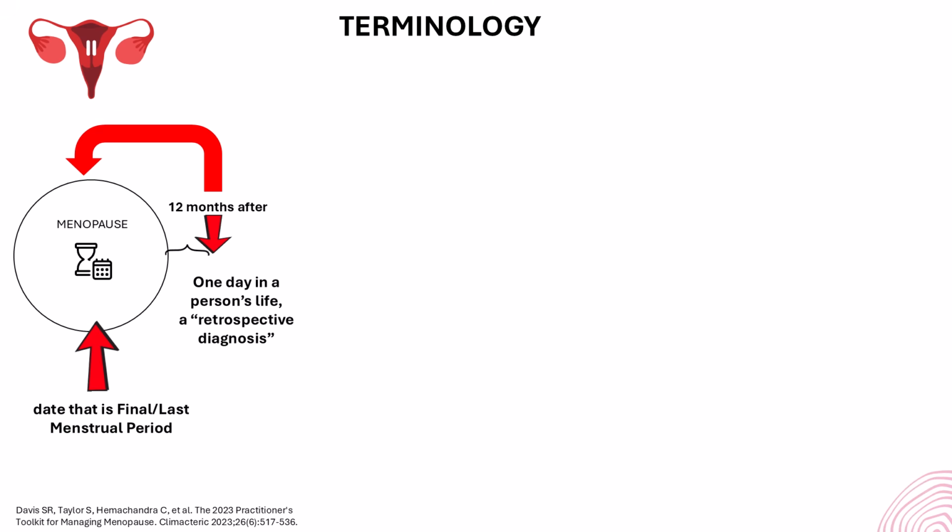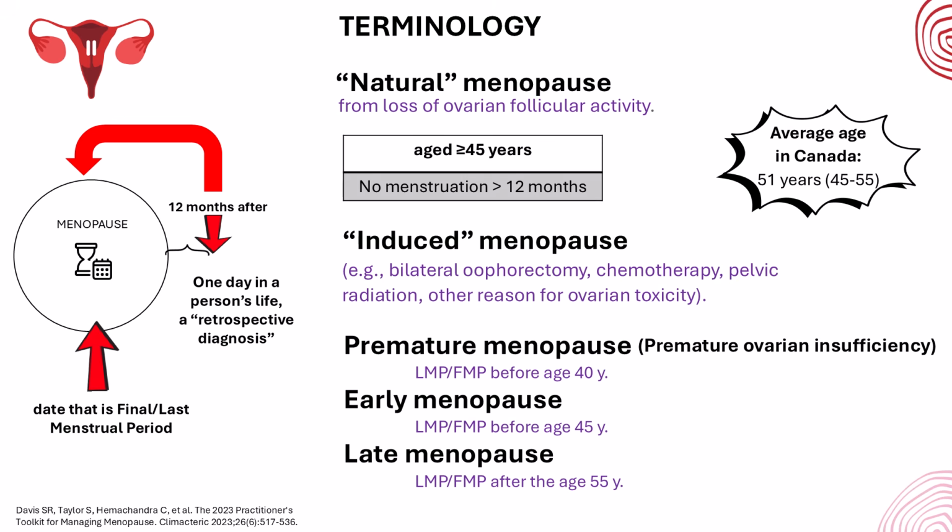So in terms of the terminology, we have what's known as natural menopause. That's a loss of our ovarian function or the follicular activity. The average age of menopause in Canada is about 51 years, but 90% of folks will have reached menopause between the ages of 45 and 55. Some people actually will have an induced menopause, so maybe that's something that creates a toxicity to the ovaries themselves, or they've had to have their ovaries removed.